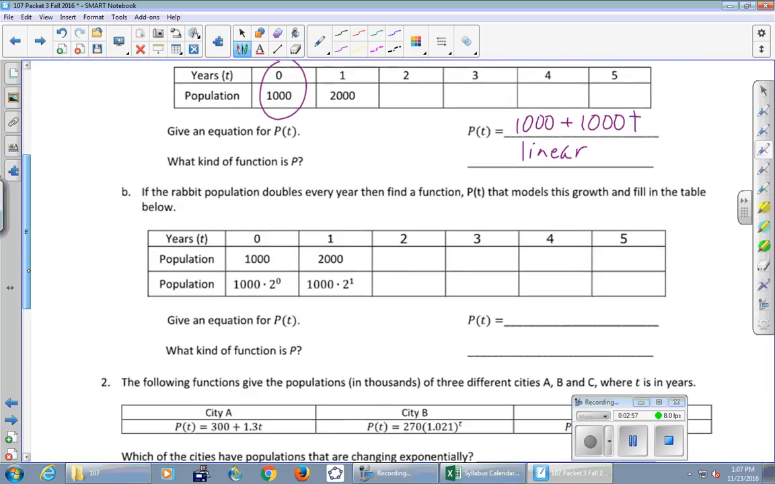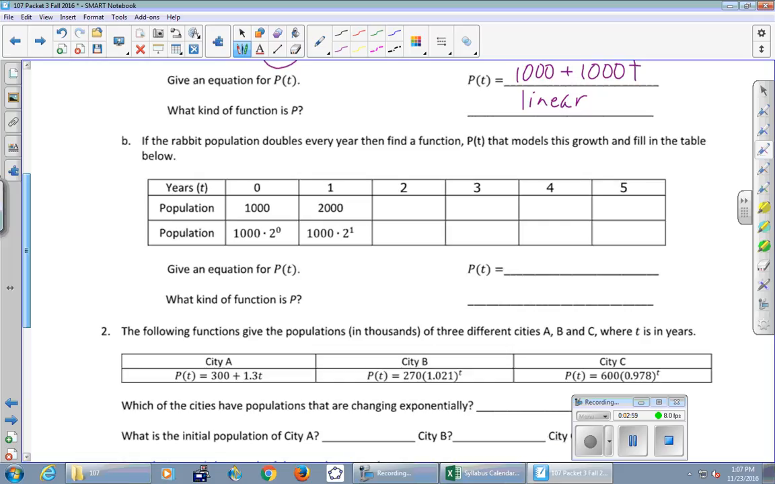And in part B, let's just jump to the equation. What equation did we come up with here? 1,000 times 2 to the t. That's good. What kind of a function is that? Exponential. And oftentimes, if we describe something as being exponential, we follow it by a word, either decay or growth. In this case, growth, right? The rabbit population is growing, so that's an exponential growth equation.